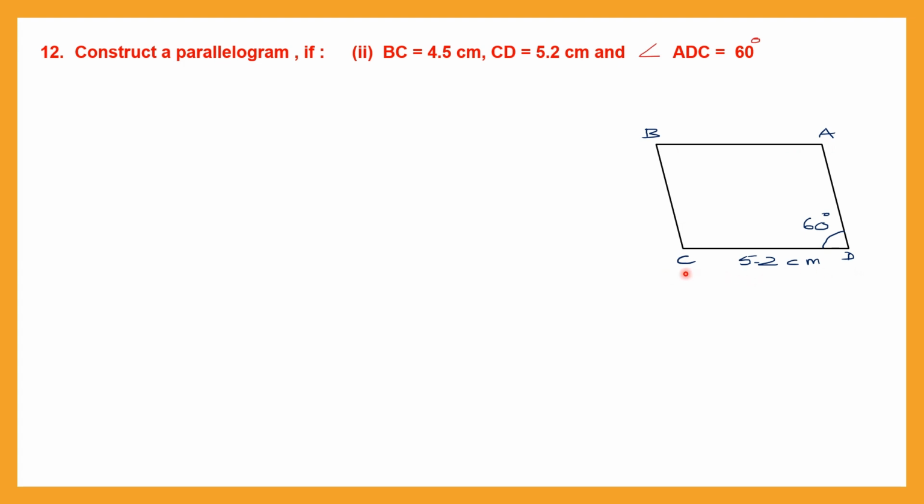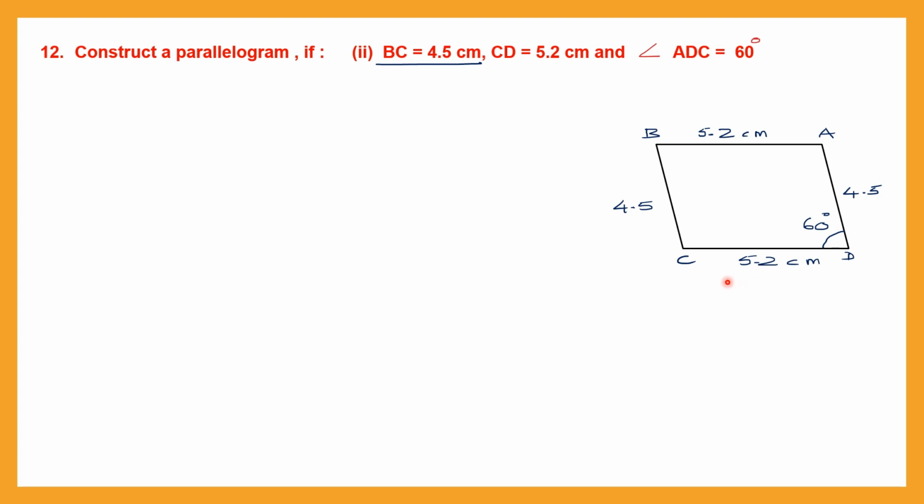Now we have CD is 5.2 centimeters. We know that the opposite sides of a parallelogram are equal. That means the opposite side, which is AB, is also 5.2 centimeters. So this is 5.2 centimeters. Now we have BC is 4.5, that is this side 4.5. That means the opposite side AD is also 4.5. So now we have all our measurements here.